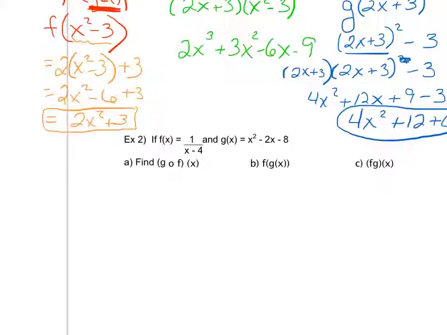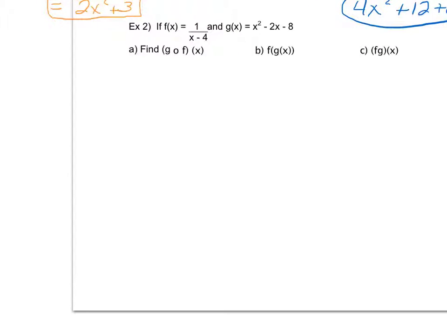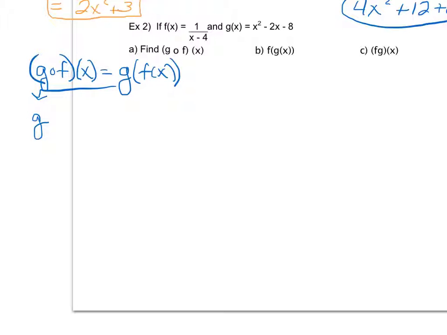Example 2 is a little more difficult because I brought a fraction in, but everything's going to work the same way. So I'm going to go ahead and start on example A. On example A, I know that g following f of x is the same thing as g of f of x. And that tells me to plug f in for x, so that's going to be g of 1 over x minus 4.